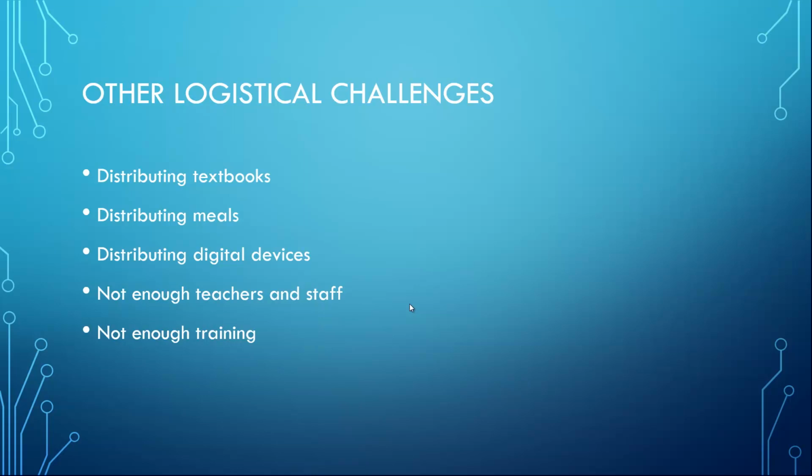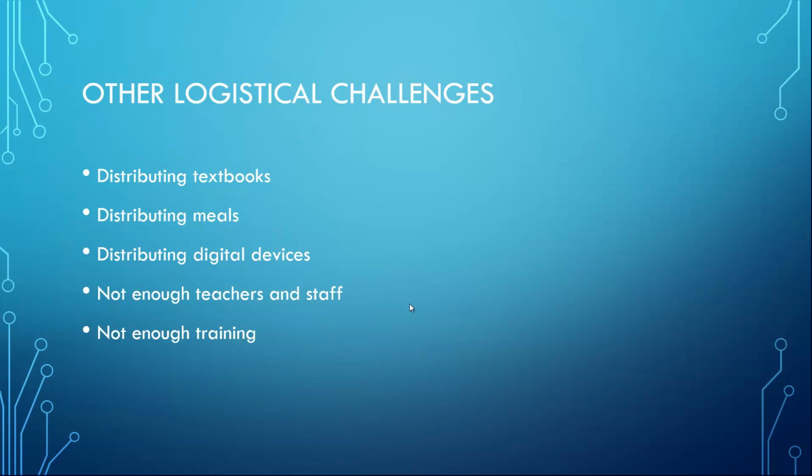The meals were served in the school for students who could not afford to have a meal with them. So now we need to distribute those meals to students at home. Some schools decided to distribute the meals through parents, giving the parents the meals for the whole week. And other schools decided to deliver to the students, serving students at home. Distributing the digital devices, the portable devices that we talked about.